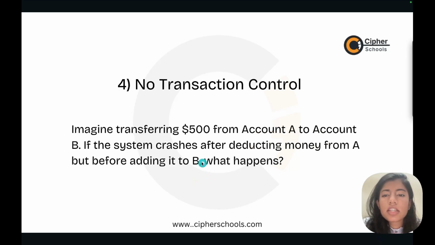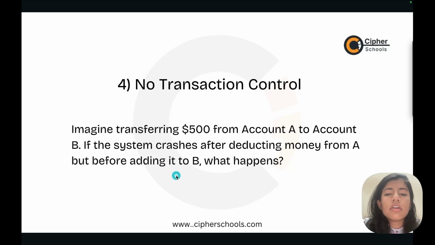Okay, so the next thing is transaction control. Now imagine you're transferring some amount from one person to another. What if the system crashes midway, so that the money from account A is deducted, but it's not received by account B? This is something we don't desire. We don't want it to happen. What if this happens in a bank transaction? It may cost you a lot. So this is what is ensured by DBMS systems.